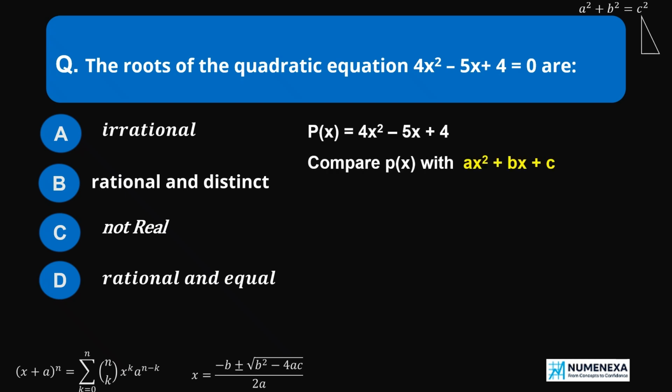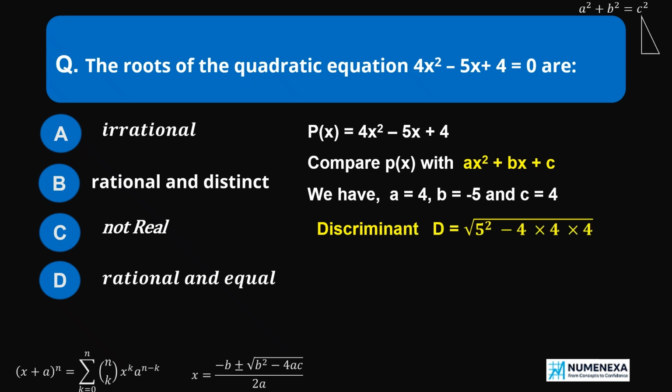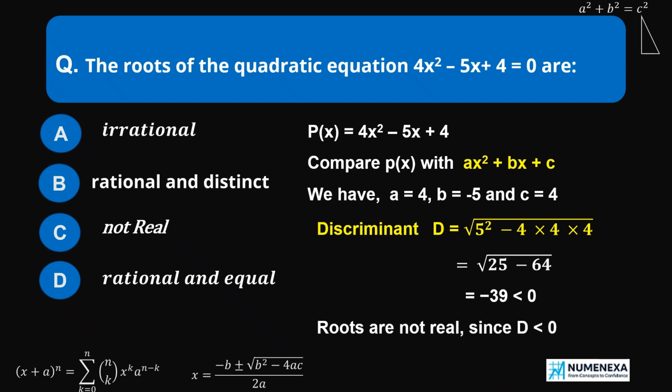Compare the given quadratic equation with the standard and get values of a, b, and c. Using these values, compute D equals b squared minus 4ac. Here, D equals minus 39, which is negative, hence no real roots. The correct option is C.